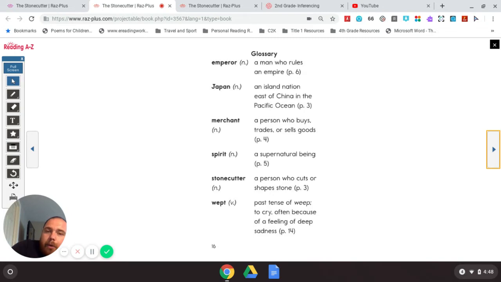Okay. A merchant is a person who buys, trades, or sells goods. A spirit is a supernatural being. You might have heard of spirits in stories around Halloween time, things like that. A stonecutter, this is the person's job in our story, and our story is called The Stonecutter, so it's a pretty important word. It is a person who cuts or shapes stone. And the last one, wept. Have you guys ever heard of the word wept before? It's the past tense of weep, and it means to cry, often because of a feeling of deep sadness. Okay, so weep and cry mean the same thing.